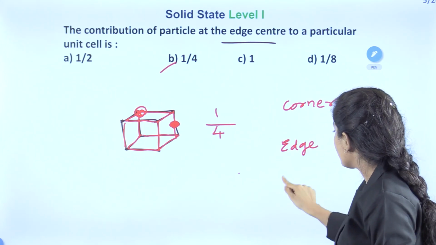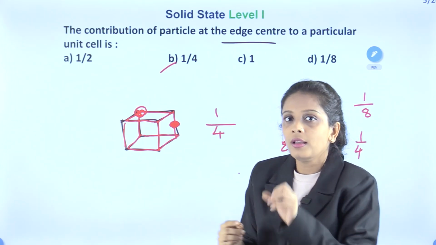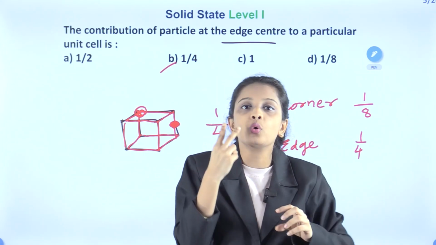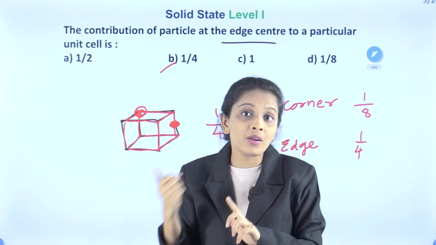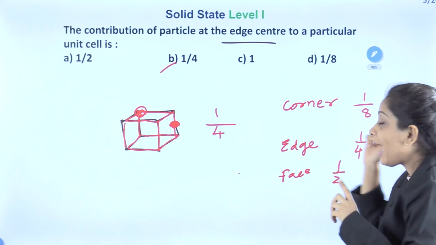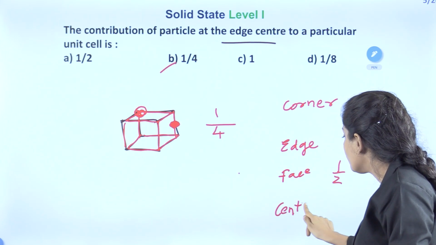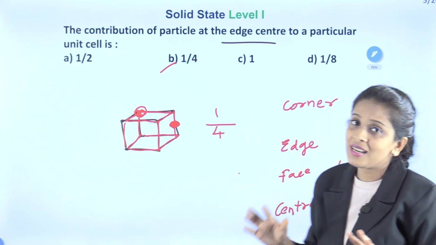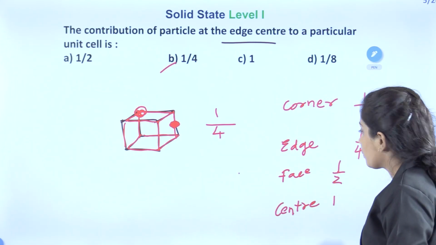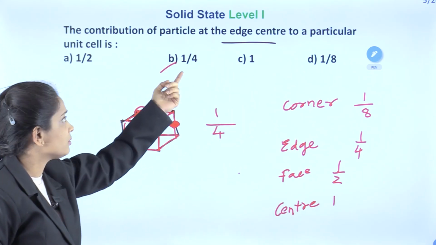For the face center, we have 6 faces in the cube. Every particle present on the face center is shared by 2 unit cells. So, contribution per unit cell would be how much? You are absolutely right, it would be 1 by 2. And last but very important, if the particle is present in the center of the unit cell, it is not shared with any other unit cell, it is present inside the unit cell, so its contribution would be 1.